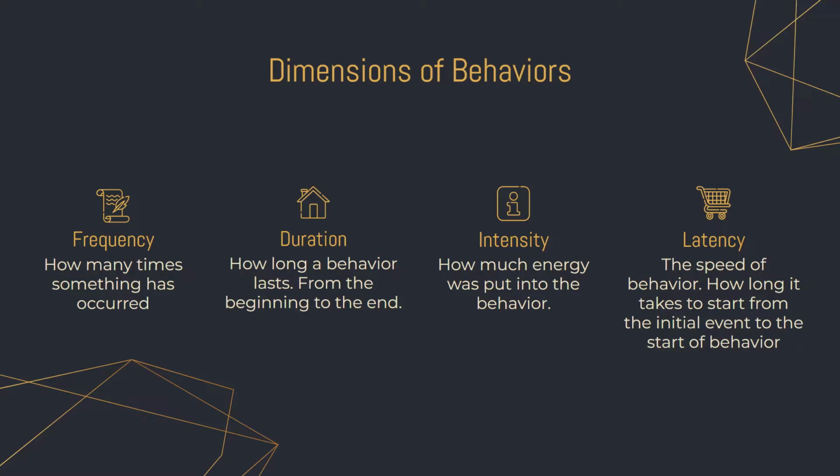Intensity is how much energy was put into the behavior. So in this case, we would say that intensity is how hard the runner is running, and latency is the speed of the behavior. So how long it takes from the start of the initial event to the start of behavior. So the alarm beeping to the racer taking off would be the latency period.